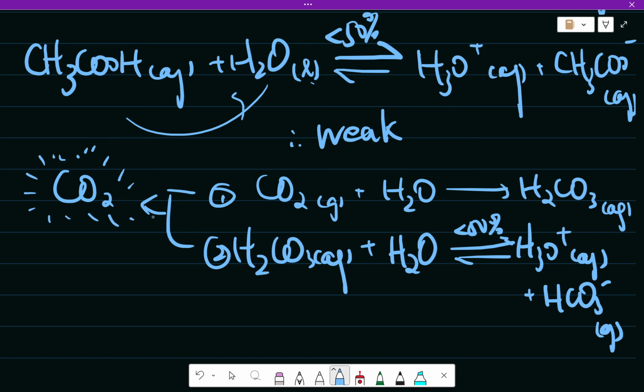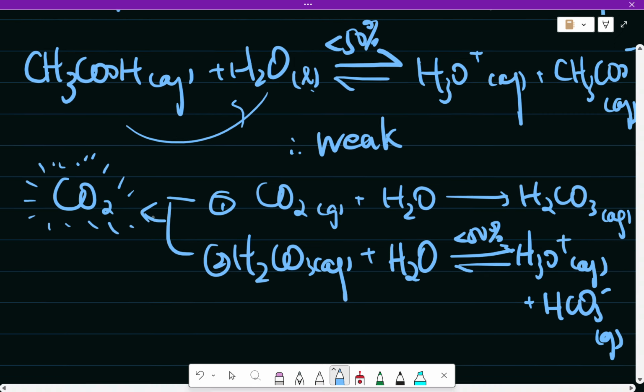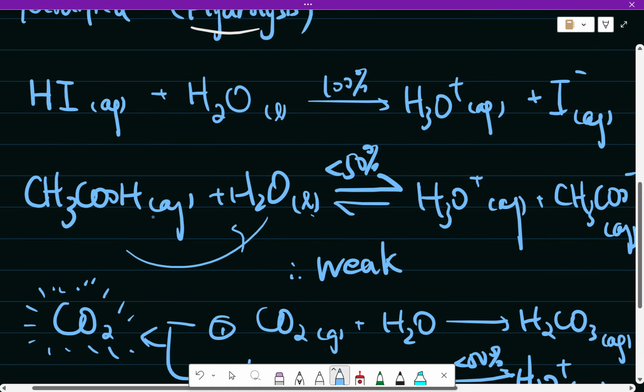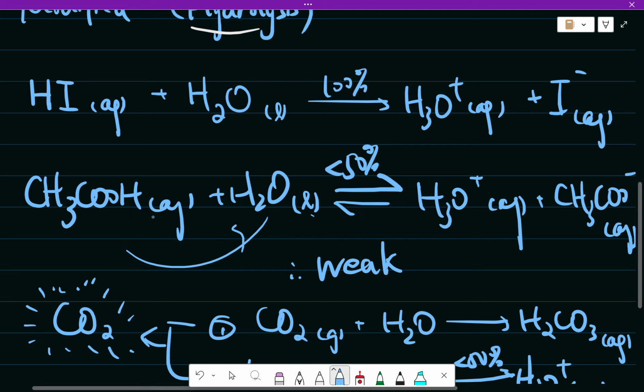Surprising. So these are the three types of strong or weak acids or non-metal oxides that can be used with hydrolysis equation to finalize their identity.